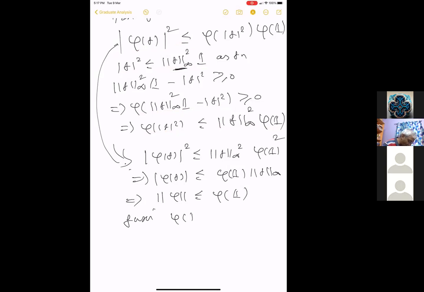And further, if we take phi of 1, the modulus of this is certainly less than or equal to norm phi times norm of 1 infinity. But norm of 1 infinity is just 1. So we proved the other inequality also. So this implies norm phi equals phi of 1. So we have proved it.